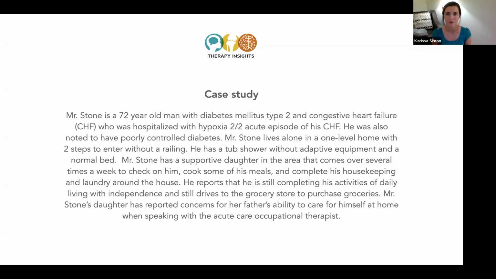Mr. Stone lives alone in a one-level home with 2 steps to enter without a railing. He has a tub shower without adaptive equipment and a normal bed. Mr. Stone has a supportive daughter in the area who comes over several times a week to check on him, cook some of his meals, and complete his housekeeping and laundry around the house. He reports that he is still completing his activities of daily living with independence and still drives to the grocery store to purchase groceries. Mr. Stone's daughter has reported concerns for her father's ability to care for himself at home when speaking with the acute care occupational therapist.